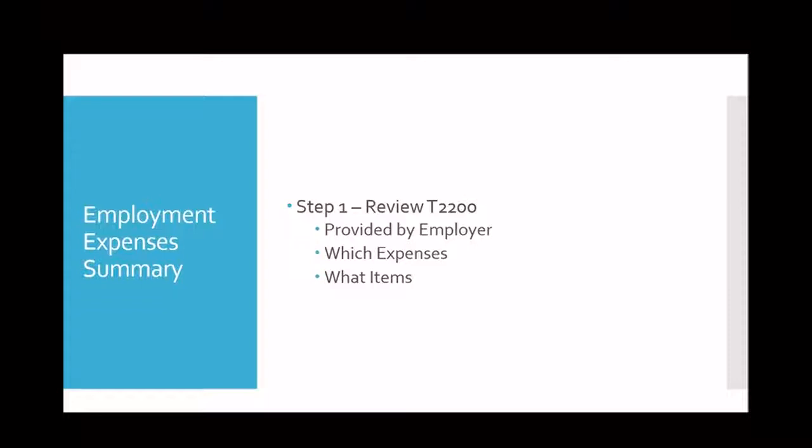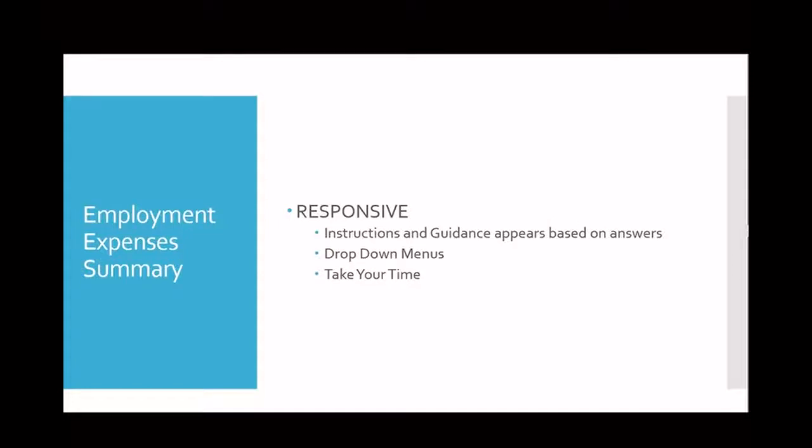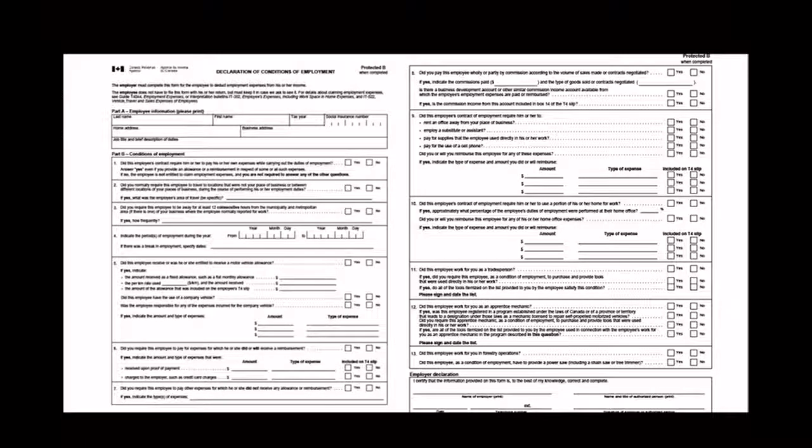Now the first step, that's to review the T2200. Now you should have received this from your employer. What the T2200 will do is tell you which expenses and what items are applicable that you would be able to claim. So be sure to review it. This is an example of what the T2200 looks like. So if you've received one or it looks familiar, you're on the right track.